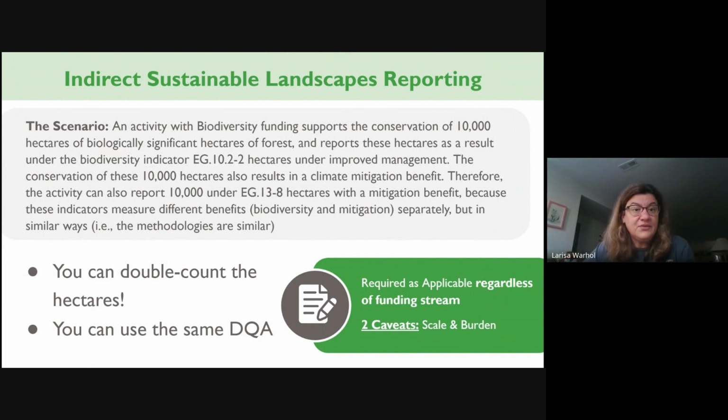And the big thing that we want to share is that you can be using the same DQA, and so if you're already doing it for EG.10.2, we very much encourage people to report on EG.13.8, especially if it is applicable. There might be instances where you're working in a landscape, and EG.10.2 disaggregates the different landscapes. And so maybe it's not all 10,000 hectares, but even if only 6,000 apply, we very much encourage people to be reporting on EG.13.8.